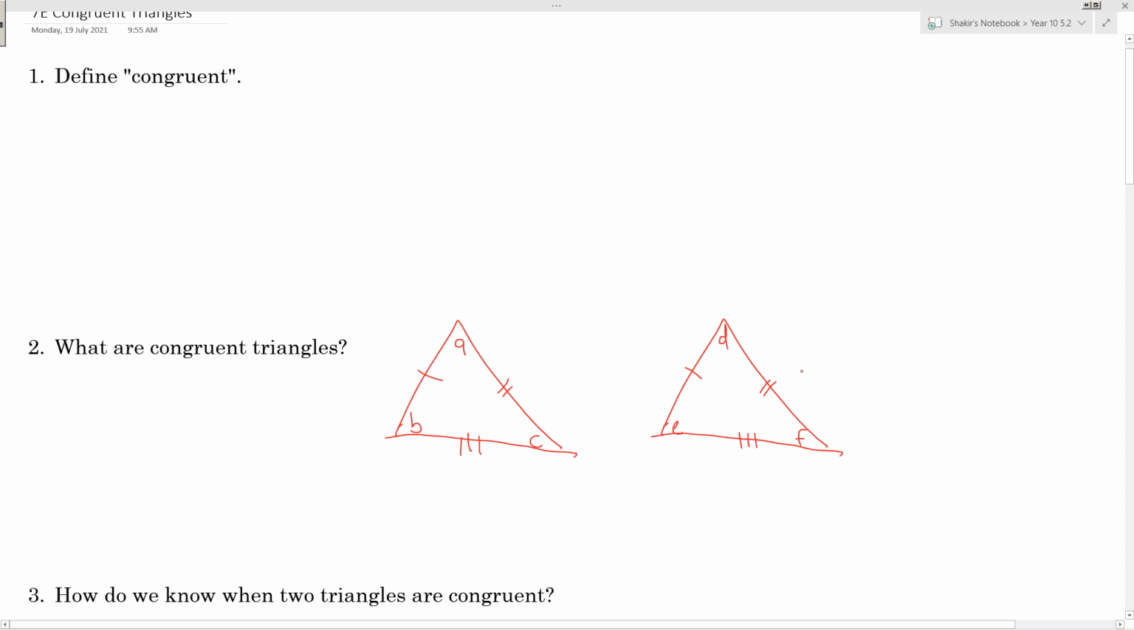So their angles, the corresponding angles, are identical. A will equal D, same angle, because it's the same triangle. It's congruent triangles, basically the same triangle. There's two different triangles obviously, but they're exactly the same as each other. They're identical in shape and size, in angles and sides. Angles are exactly the same as each other, sides are exactly the same as each other. And that's what congruent triangles are.